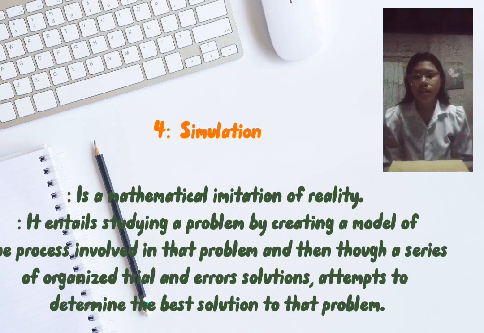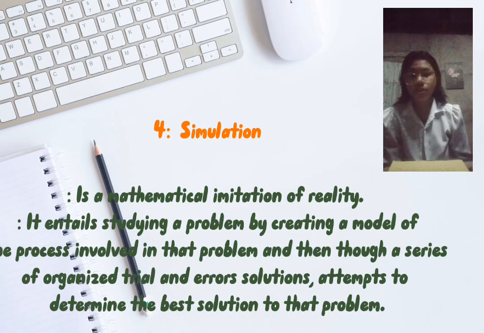Number 4 is simulation. It is a mathematical imitation of reality. It entails studying a problem by creating a model of the process involved in that problem, and then through a series of organized trial and error solutions, attempts to determine the best solution to that problem. So in order to solve the problem, we create a model of the process involved in that problem. Then through a series of organized trials and errors, you have to undergo trials and errors in order to determine the best solution to that problem.